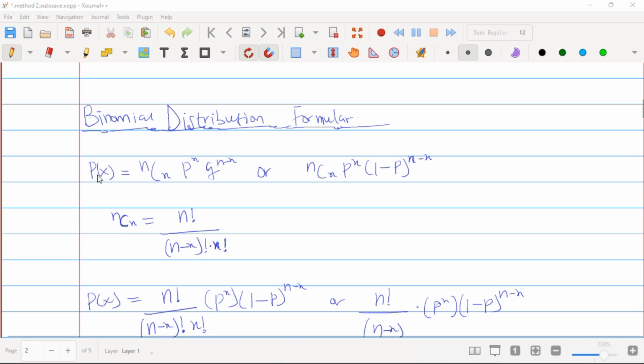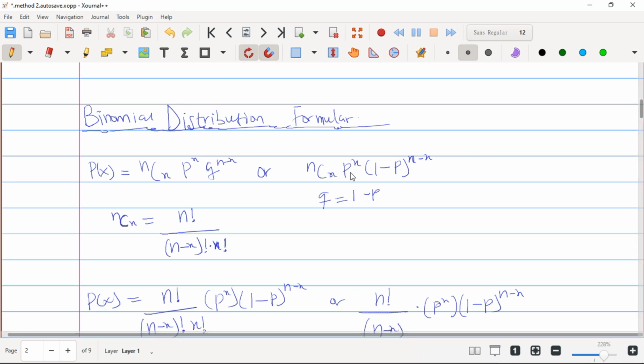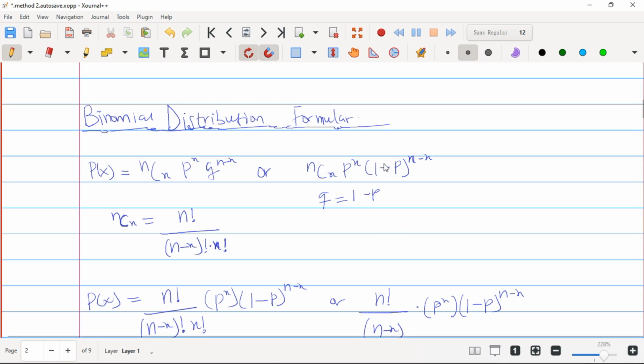So P of x is equal to n combination x, p raised to the power x, q raised to the power n minus x. This is the PMF for binomial distributions. The same thing can be written as n combination x, p raised to the power x times (1 minus p) all raised to the power n minus x. We know that q is equal to 1 minus p, so I just substituted q with 1 minus p, which is why you can see this here.